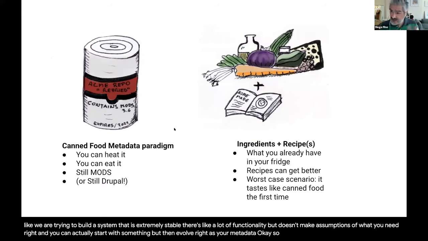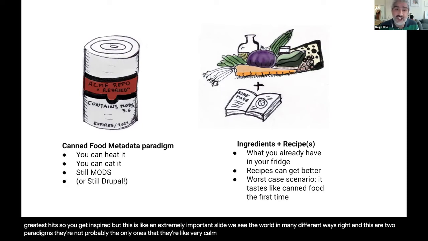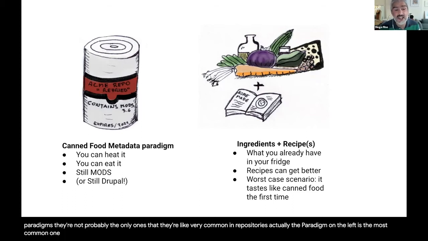Okay, so after this slide, I'm going to show you the greatest hits, so you get a bit inspired, but this is an extremely important slide. We see the world in many different ways, right? And these are two paradigms. They're probably not the only ones, but they're very common in repositories. The paradigm on the left is actually the most common one, and we name it the canned food metadata paradigm, right? We're cooks here, we like to bake, and we like to cook and experiment with recipes. So all the analogies come a bit from that.